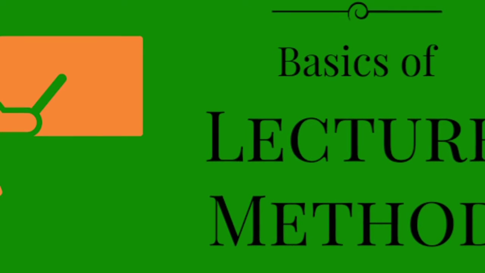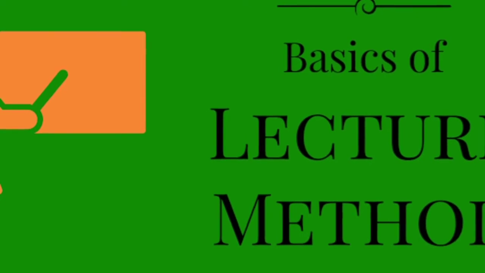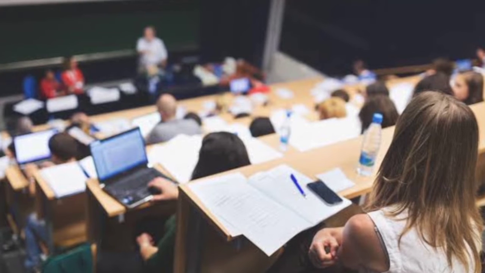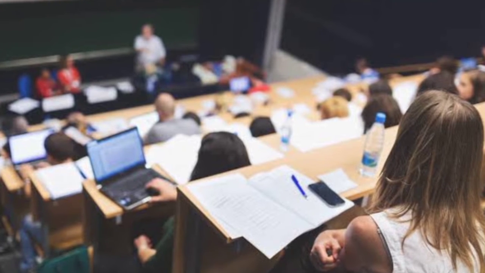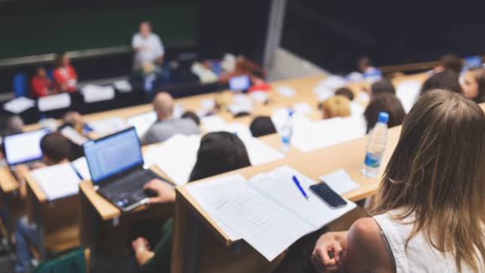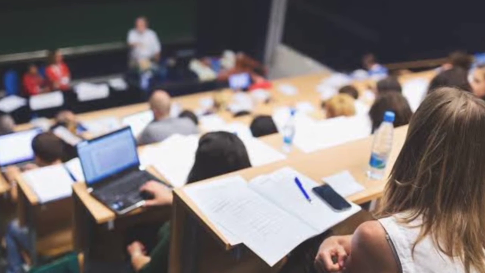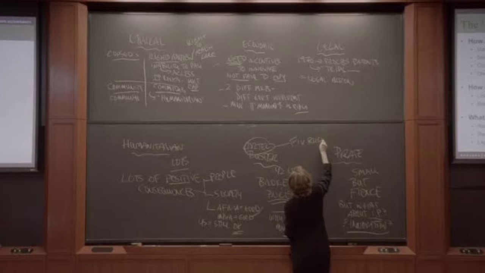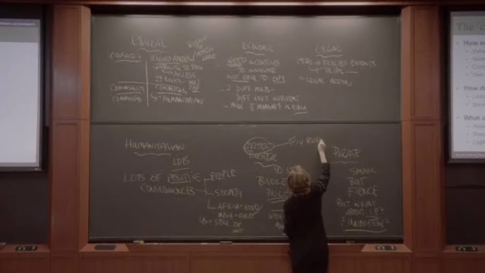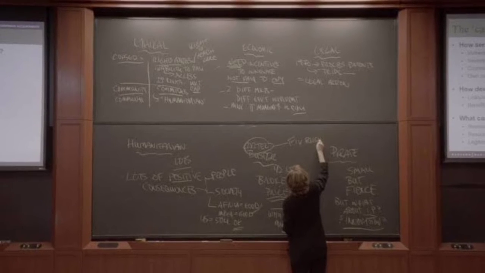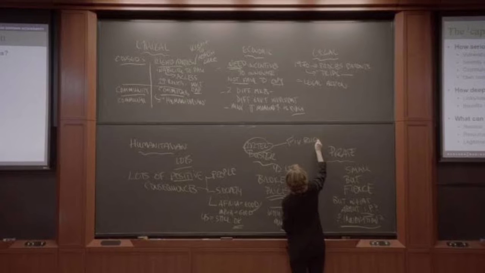The demerits of lecture method, as given by Mortimer J. Adler in How to Read a Book: a lecture has been well described as the process whereby the notes of the teacher become the notes of the student without passing through the mind of either.